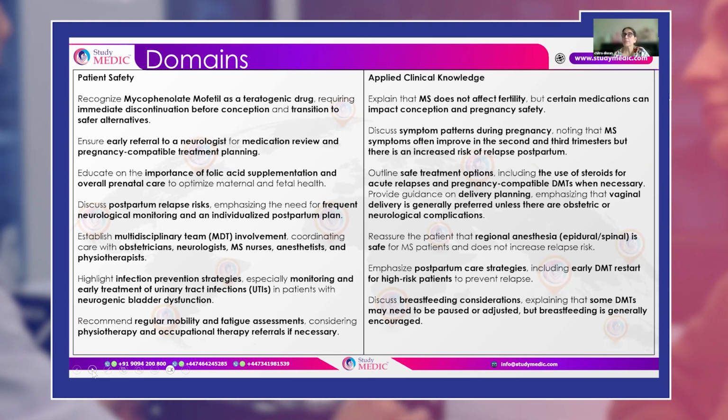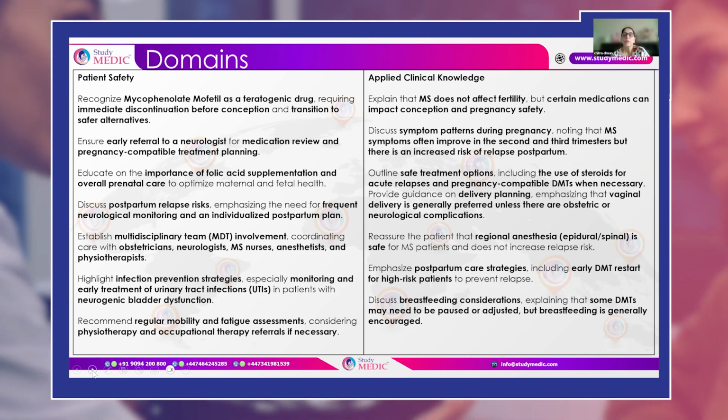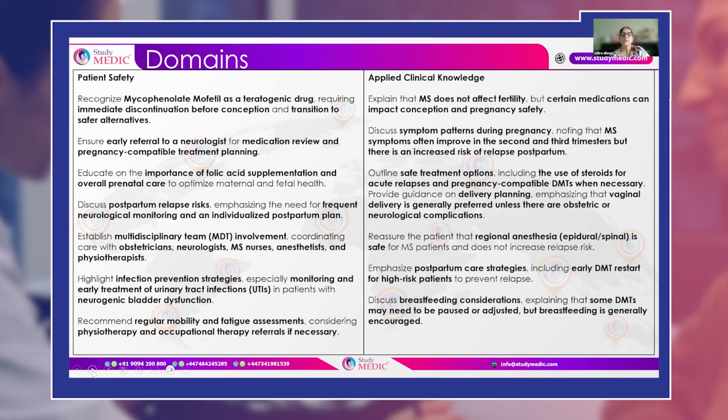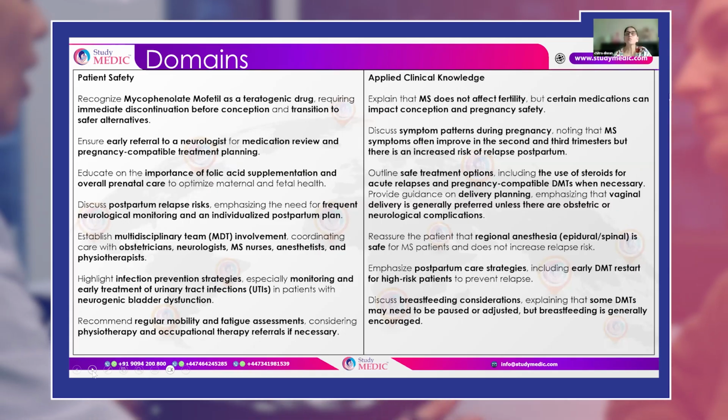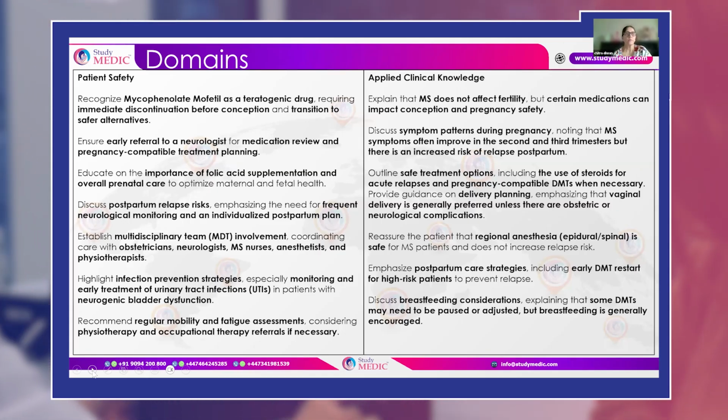And breastfeeding is something that is generally encouraged because it is associated with less relapse. Women who breastfeed have fewer relapses.